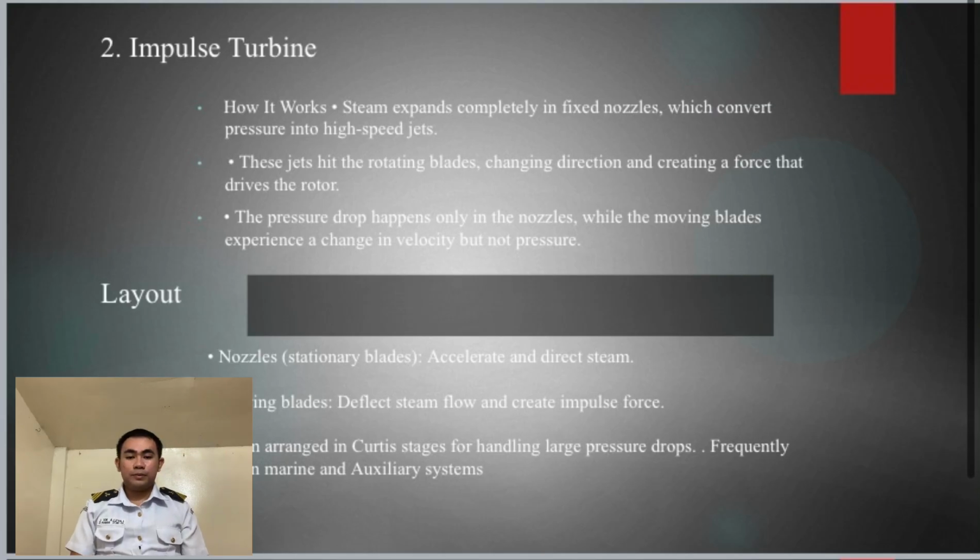So, arrangement. Nozzles, or stationary blades, first expand the steam. Rotor blades, or moving blades, redirect the steam flow, producing impulse force. Lastly, it is often used in multiple stages, as compounded impulse turbines, for high efficiency at high pressure.